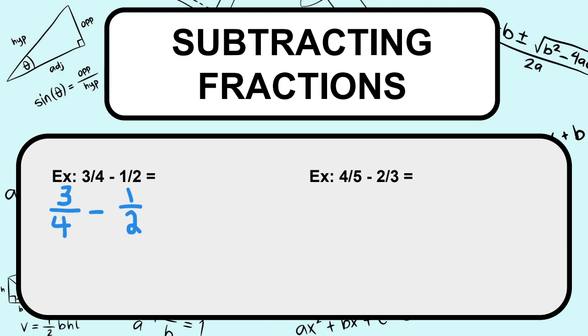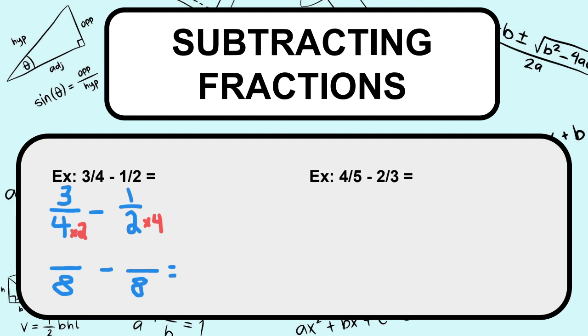I'm going to use a different colored pen here so you can see the multiplication. So I'm going to multiply 4 by 2, and I'm going to multiply 2 by 4. All right. And then I'm going to do the multiplication here. So 4 times 2 is 8, and this is going to be my first fraction. And then 2 times 4, of course, is also 8. So now my denominators are the same, which is exactly what we want.